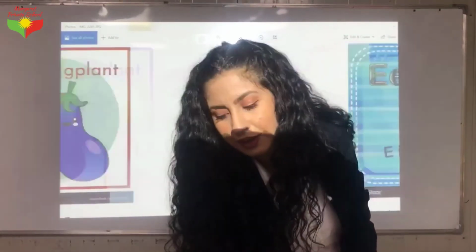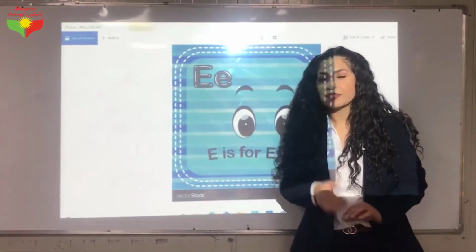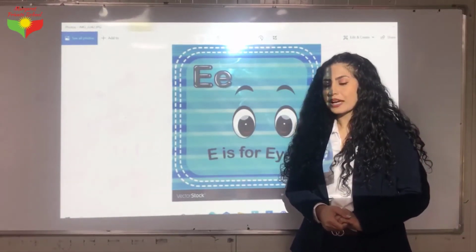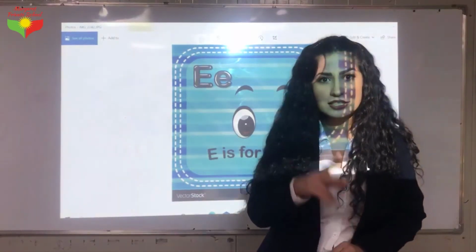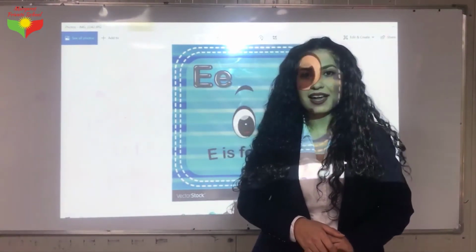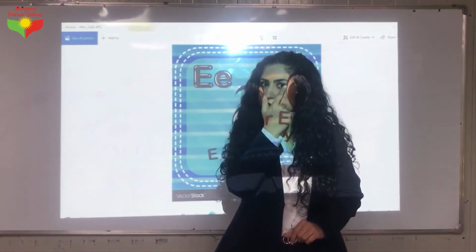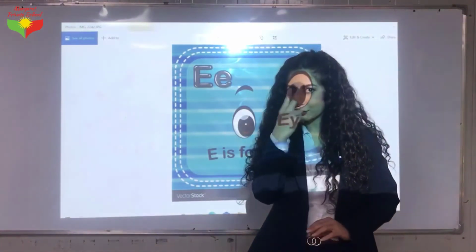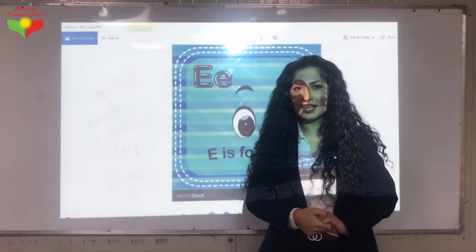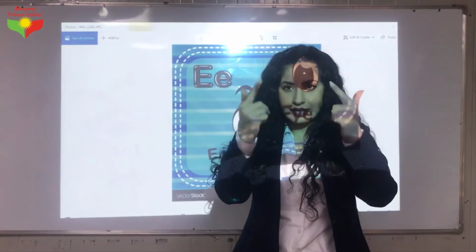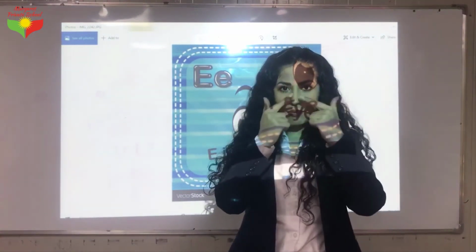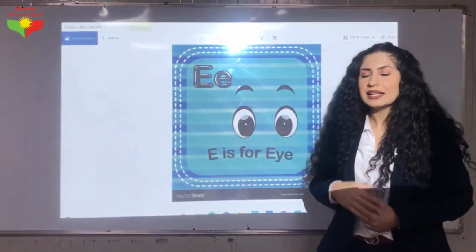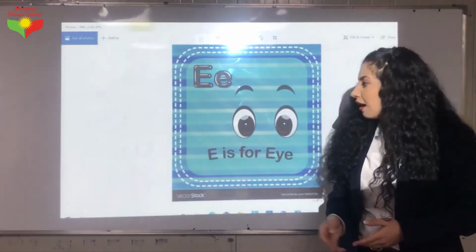Excellent. Another one. E is for eye. Let me ask you a question. How many eyes do you have? Excellent. 1, 2. We have 2 eyes. With my eyes, I can see. Now, repeat after me. Eye.